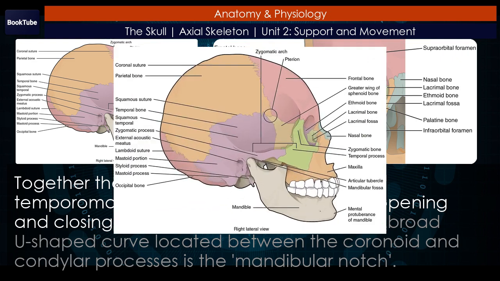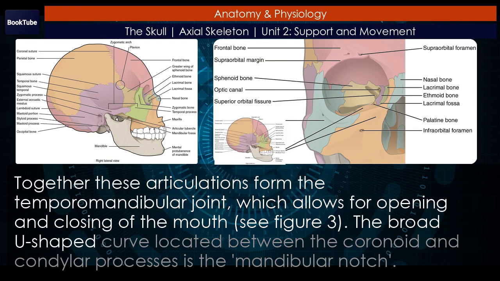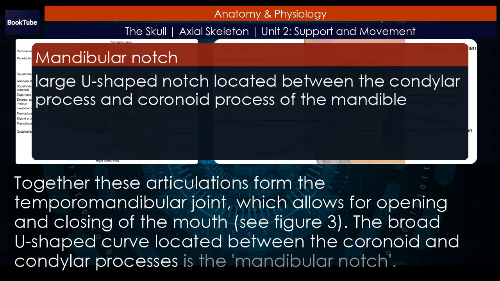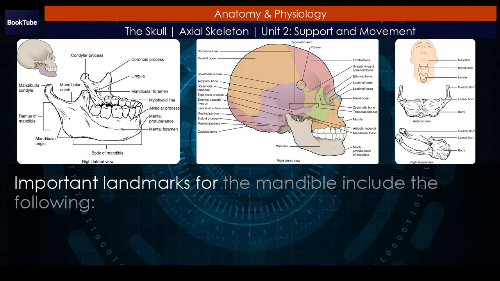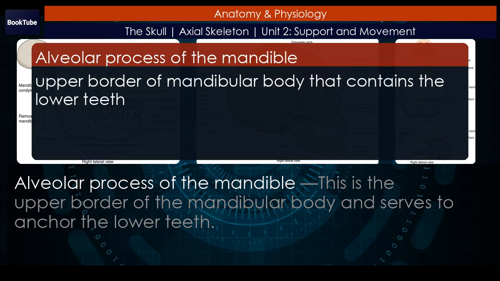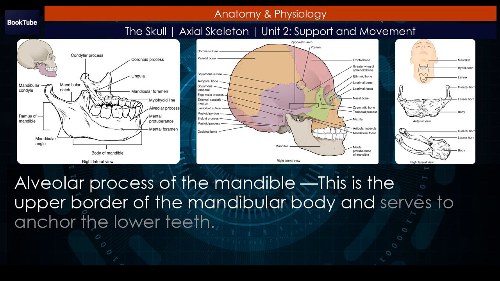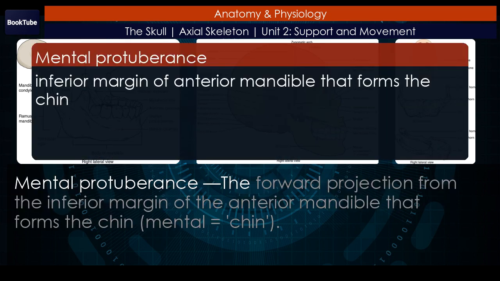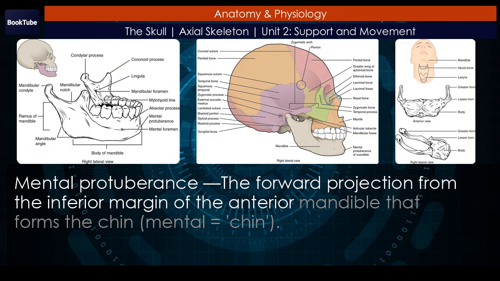See Figure 3. The broad U-shaped curve located between the coronoid and condylar processes is the mandibular notch. Important landmarks for the mandible include the following. Alveolar process of the mandible. This is the upper border of the mandibular body and serves to anchor the lower teeth. Mental protuberance. The forward projection from the inferior margin of the anterior mandible that forms the chin.